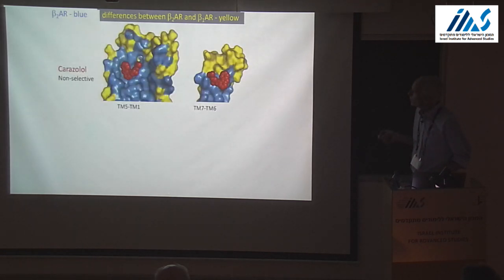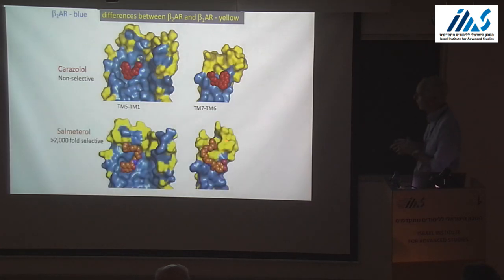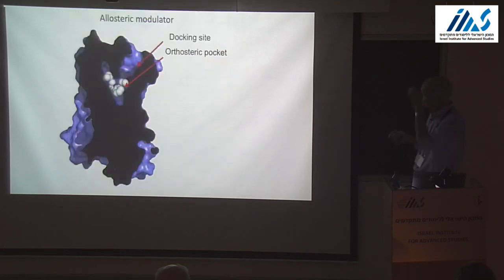Now there's one example of the highly selective drug. So this is a non-selective antagonist. And this is a selective agonist, salmeterol. And it takes advantage of this extracellular vestibule. And this is the selectivity determinant. Okay, so why am I talking about this? Well, we tried to use docking to find an allosteric modulator that bound in this extracellular vestibule. For muscarinic receptors, this extracellular vestibule is a known binding pocket for modulators.